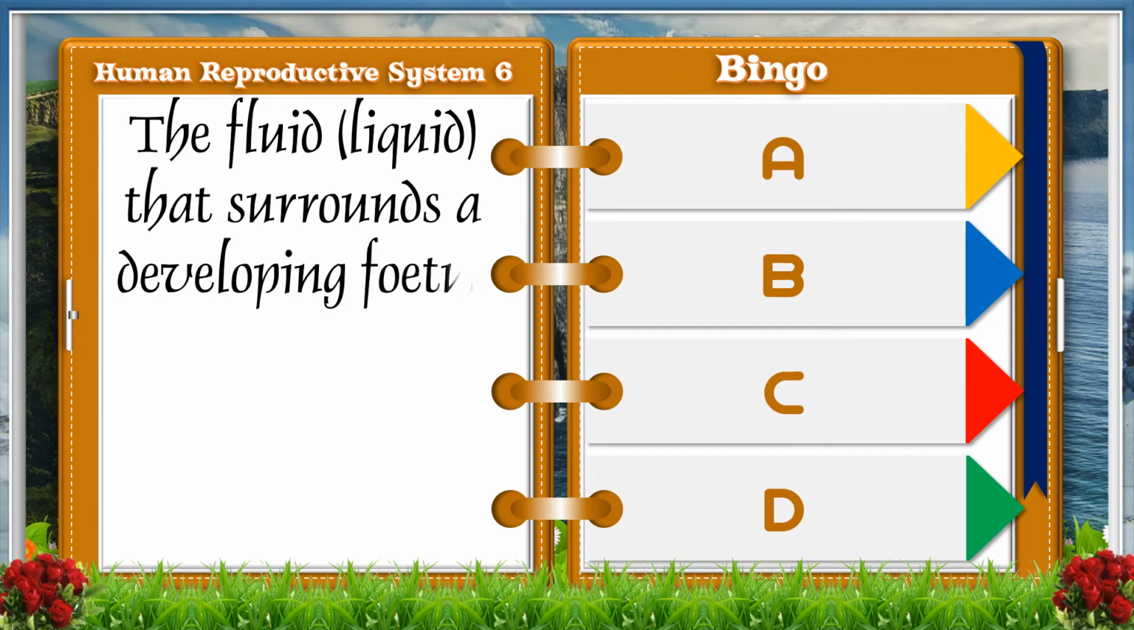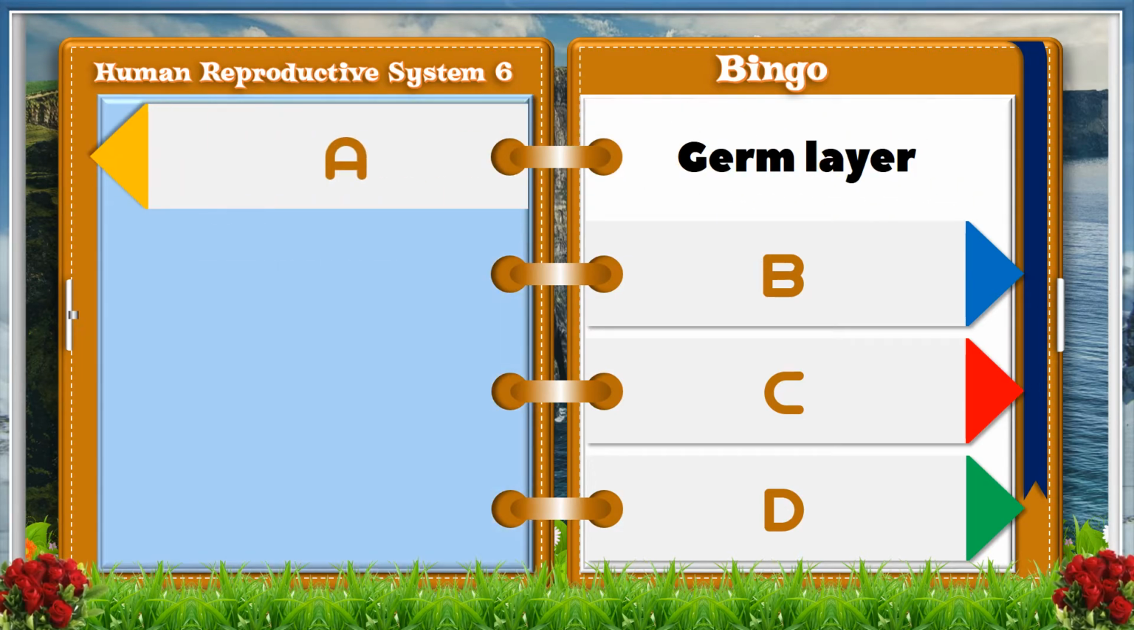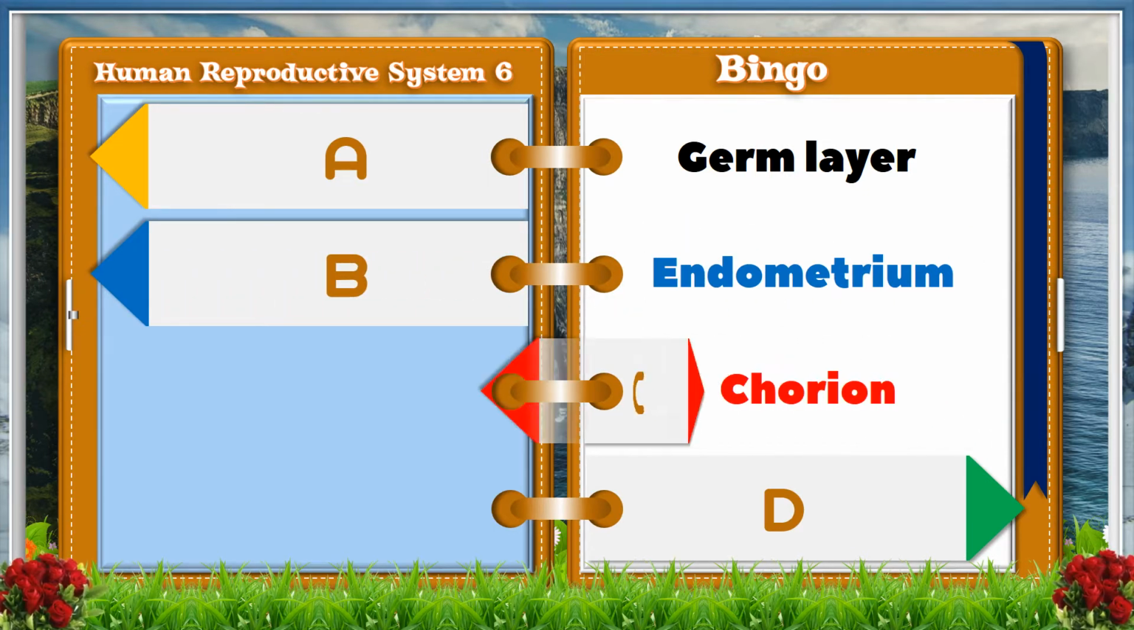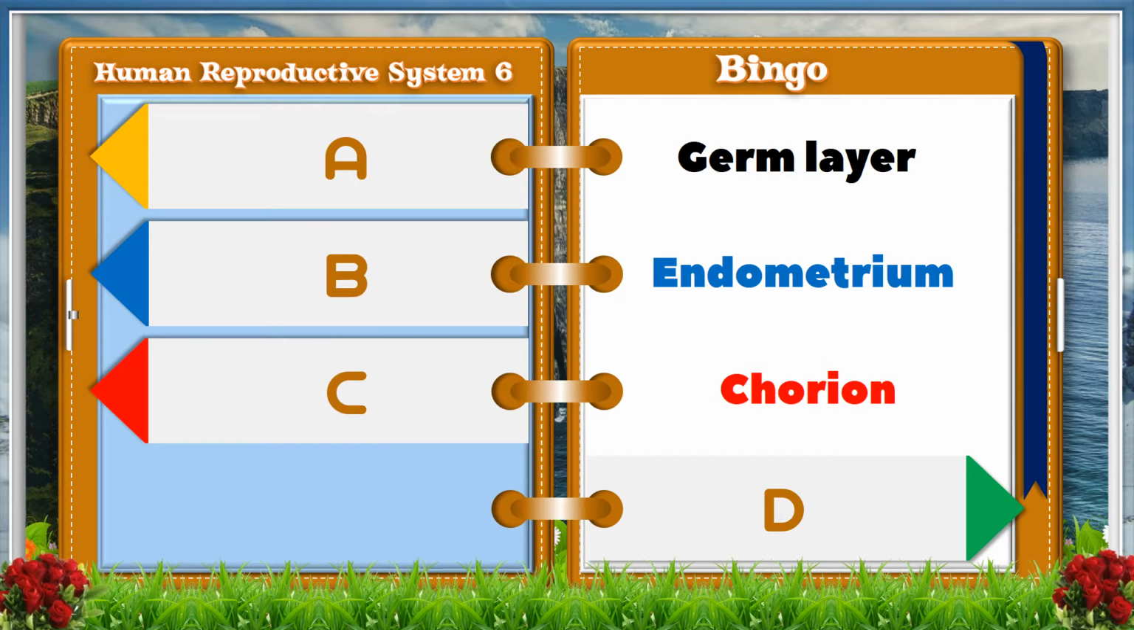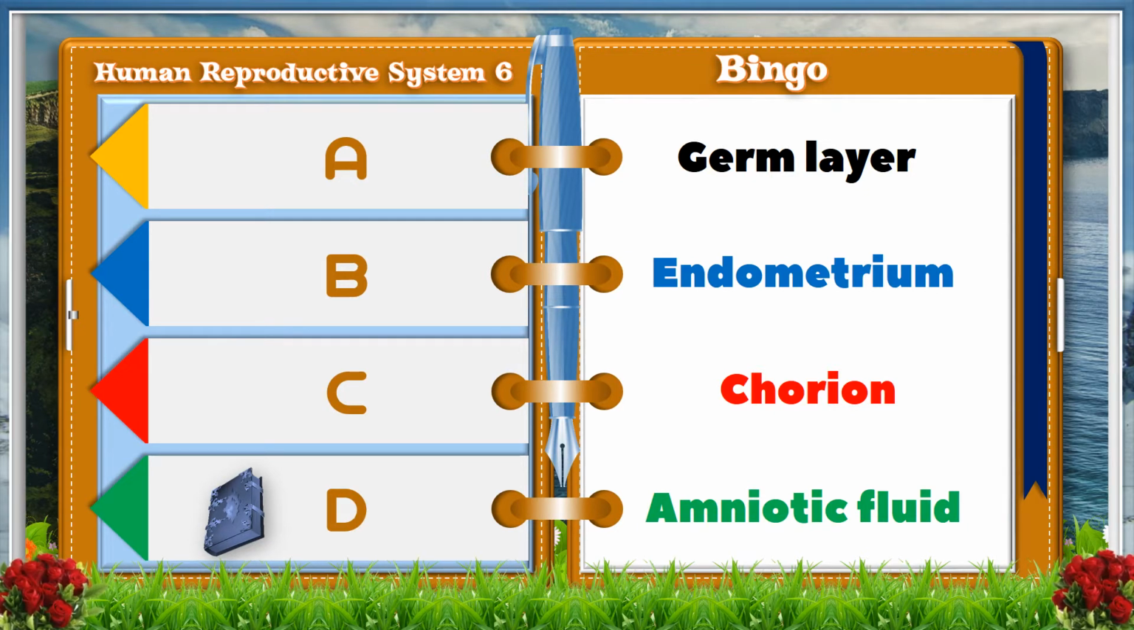The fluid that surrounds the developing fetus in the uterus. It acts as a shock absorber. A. Germ layer. B. Endometrium. C. Chorion. D. Amniotic fluid. And the answer is D. Amniotic fluid.